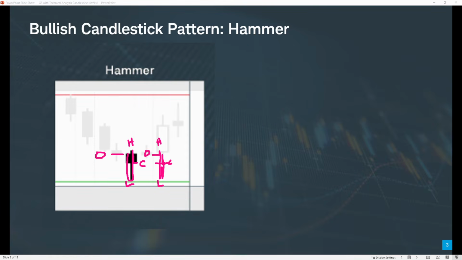And so what are some things to watch for that are identifiers, if you will, when we look at a hammer pattern? Well, one is that the body of the candle is small. So we have a small body on this candle, and the tail or the wick is at least 2 times the length of the body of the candle.